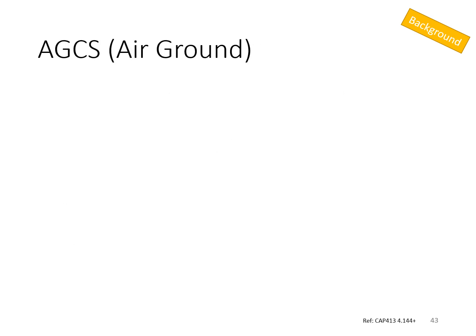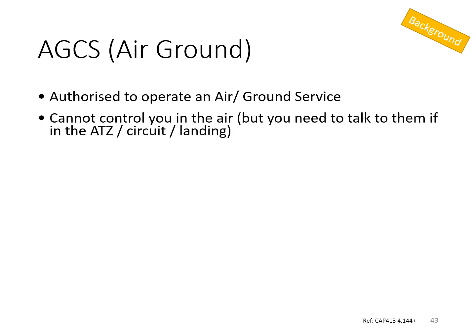The third type of controller is an air-to-ground operator. That's somebody authorised to operate an air-to-ground service. They can't control you in the air, but you still need to talk to them if you're in the ATZ or circuit area or landing. Their call sign is radio, for example, Skegness Radio.